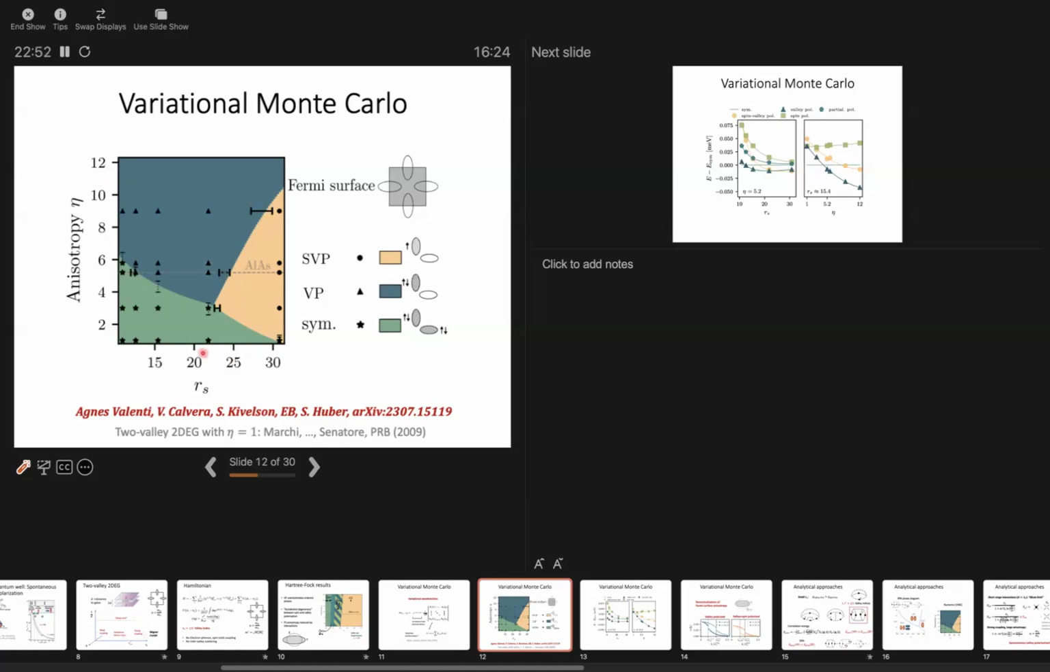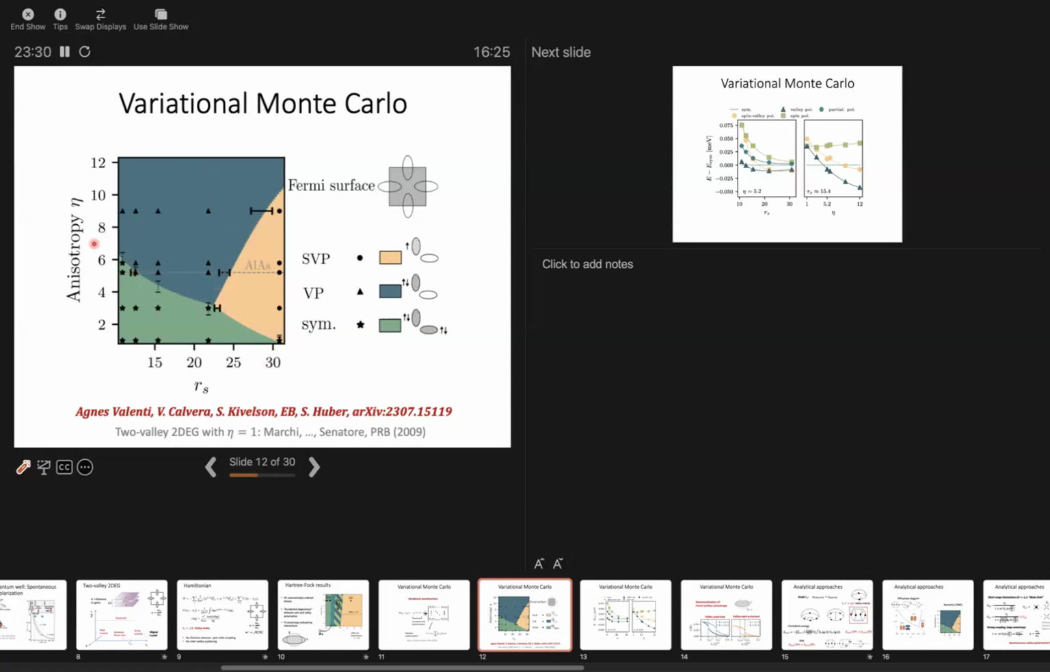Okay, so several interesting things here. First of all, when eta is equal to 1, you basically get no symmetry breaking all the way to Rs close to 30. Okay, where we actually believe the crystal should be. We haven't included the crystal in this calculation, so we wouldn't know. But presumably that means the system just never polarizes in any channel. Okay, but something really interesting happens when you start making the dispersion more and more anisotropic. So you see that these symmetry broken phases really start occupying more and more of the phase space.